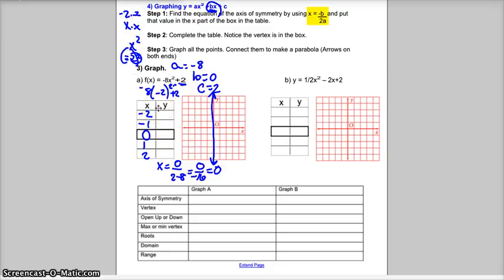For sake of speed, I already have these calculated. So I got negative 30, negative 6, 2, negative 6, and negative 30.